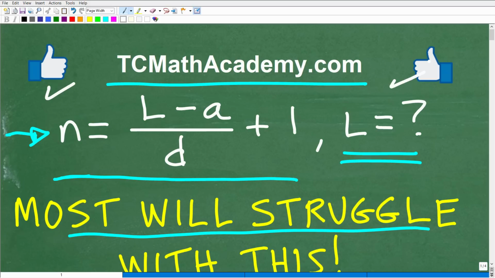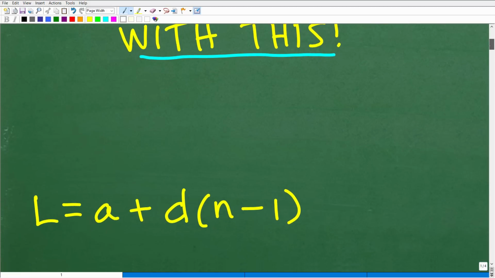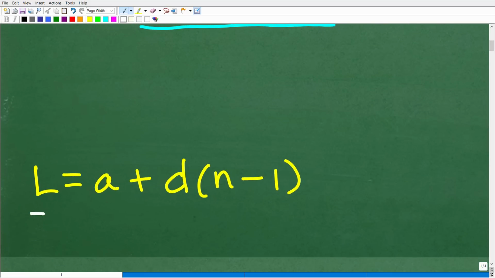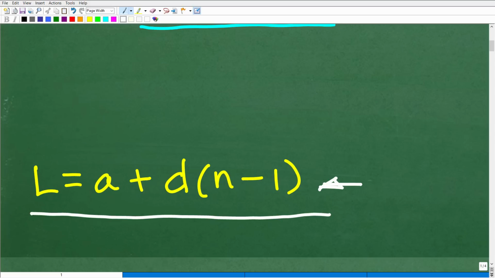Okay, so let's go take a look at the answer. And there's a couple different variations of the answer, but if you did this right, you should have gotten something that looks like this. L is equal to A plus D parentheses N minus 1, or something equivalent. You'll see a couple of different versions as we finish this problem up. So if you didn't get this quite exact answer, but you're pretty confident you did this right, it's possible you did this right, but maybe you didn't clean up your last version of the answer. And if that doesn't make sense, it'll make sense as I go through this problem.